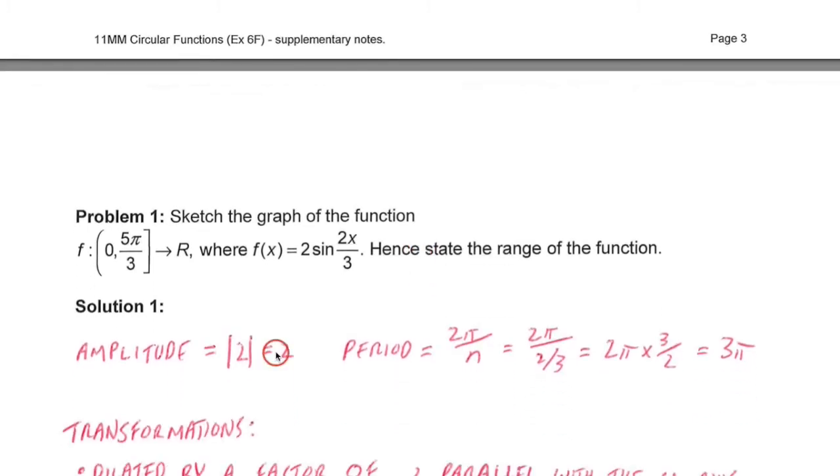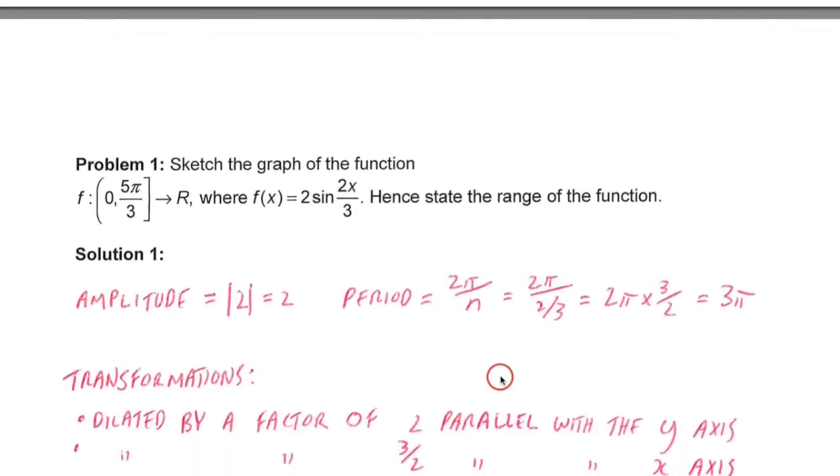To help us understand that, it's always good to work out what the amplitude is. It's just going to be the magnitude of 2, that number in the front there, which is 2. So it gives us an idea of how tall the wave will be. Our period is 2 pi on n. Now n is just the number in front of the x, so we can think of this as 2 on 3 times x, so 2/3. So 2 pi over 2 on 3 is the same as 2 pi multiplied by 3 on 2, and we see that it's equal to 3 pi. In other words, one full wave will be completed as theta goes from 0 to 3 pi. That's how long it will take.